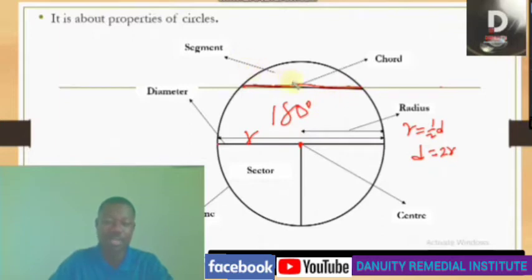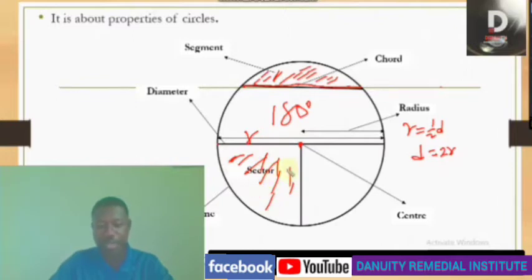Now we know that these are segments. When you have a portion demarcated by a chord, it's a segment, right? Demarcated by a chord is a segment. You get it? And the portion demarcated by the diameter or radius or radii is a sector. So you can get this sector. Are you okay? Good. So this is a sector.